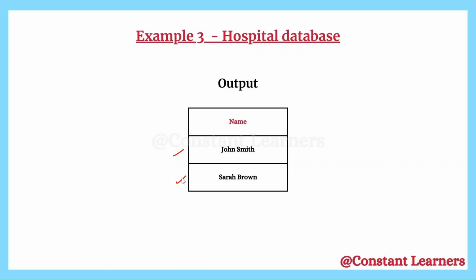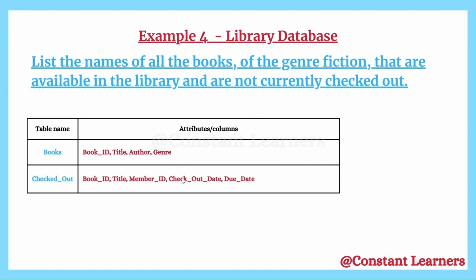Now for the next example that you have to try and do by yourself, we have a library database. Here we have two tables, the books table and the checked out table. We have columns as book ID, title, author and genre. And here we have book ID, title, member ID, checkout date and due date, right? Now you have to list the names of all the books of the genre fiction. So we need to select, this is the first condition, all the books from the fiction genre that are available in the library.